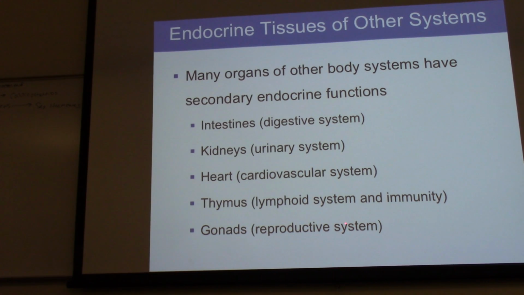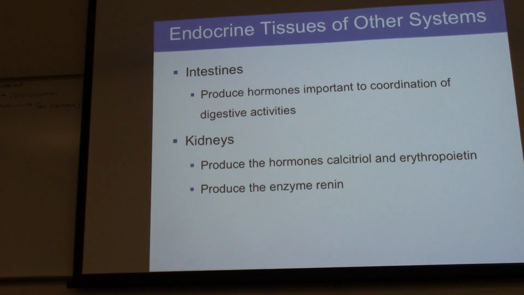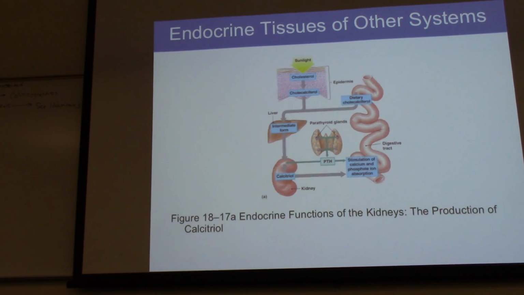Our gonads make lots of hormones. Gonads is kind of a generic term, which is testicles in men, ovaries in women, and both male and female hormones are made by both organs. And I think I'm just going to say this again, because I don't really want to talk about it anymore. This is just a quick review of that calcitriol thing. I'll let you look that over.